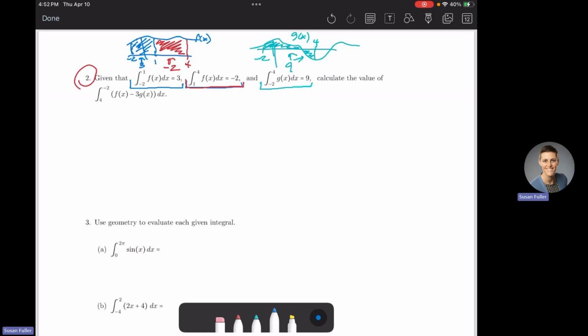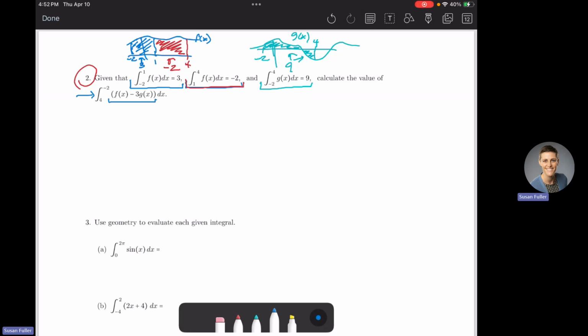Okay, and I am asked to calculate the value of this guy. The integral from 4 to -2 of f of x minus 3 times g of x dx. So I need to find the area under f of x minus 3 times g of x, whatever that function looks like. I have to find the area under it starting at x equals 4 and ending at x equals -2.